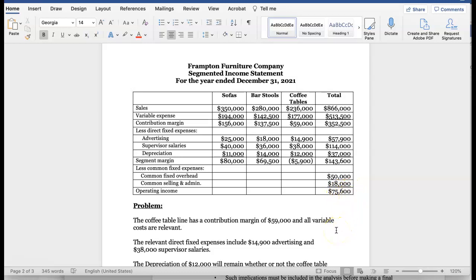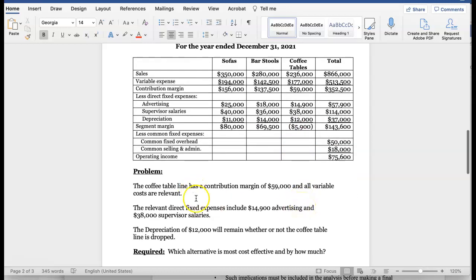So let's say that our higher level managers have come to us, and they're asking us to analyze this data and determine whether we think we should drop one of the lines, or keep it. The one they're going to look at is the one with the negative segment margin, and that's going to be the coffee table line. The coffee table line has a contribution margin of $59,000, and I'm going to highlight the relevant direct fixed expenses for this specific segment.